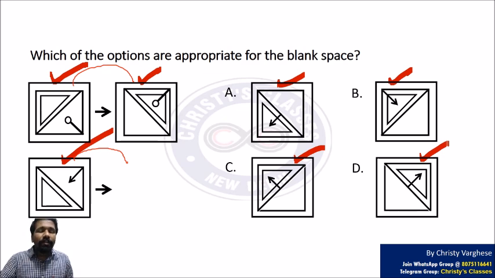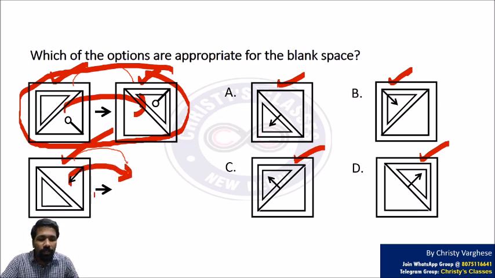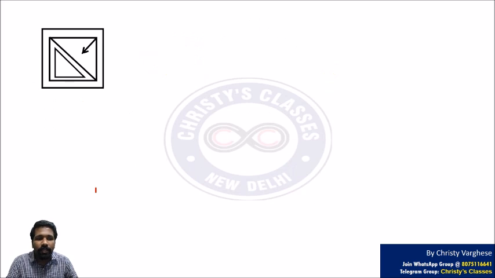So first and second picture, we understood the idea. 90 degree rotation and then a flipping. That is how the first picture is made into the second picture. So the same idea should be used on the third picture to make the fourth picture. 90 degree rotation and then a flipping of the arrow part. That means, look at the third picture. This is the third picture.